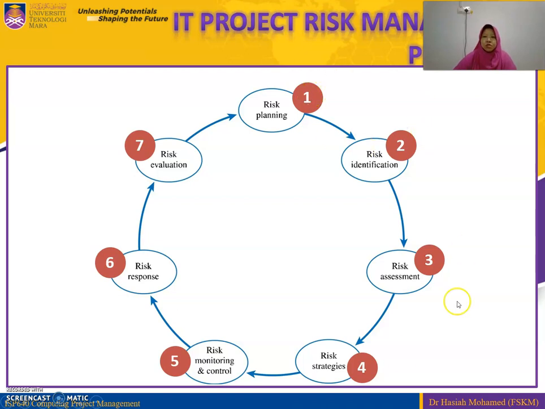We have 7 processes. The first one is risk planning, risk identification is number 2, number 3 is risk assessment, number 4 is risk strategies, number 5 is risk monitoring and control, number 6 is risk response, and number 7 is risk evaluation.